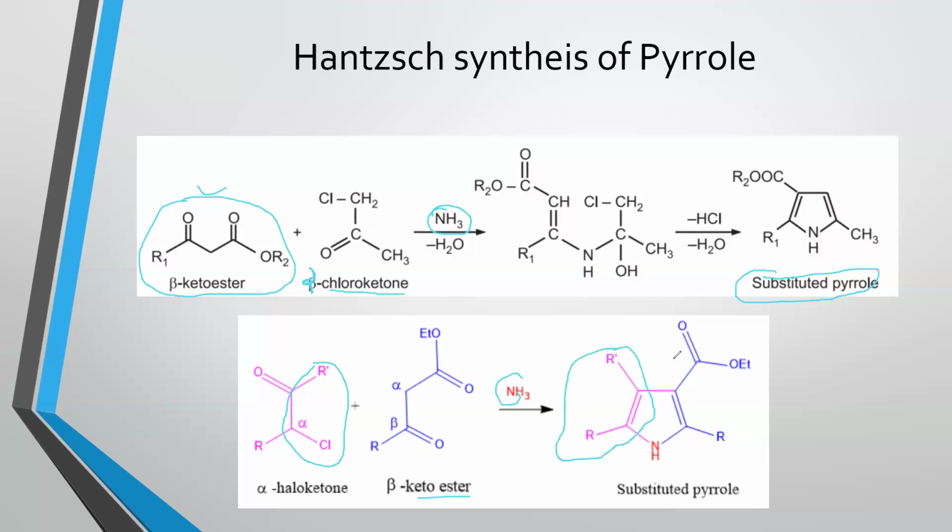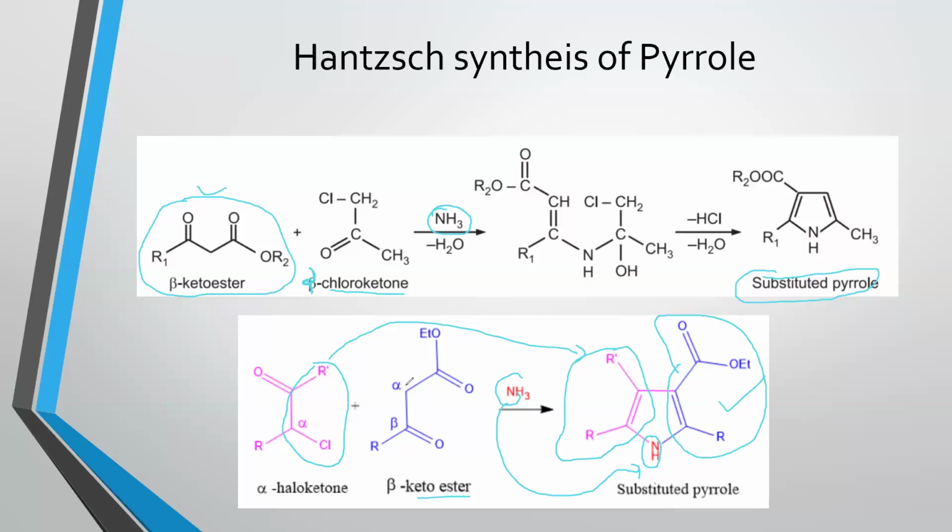and form a pyrrole. So see, this part is of the alpha chloroketone and this part is of the beta ketoester. Okay, and the nitrogen from the ammonia is attached in between, and it forms the pyrrole. So this is the Hantzsch synthesis of pyrrole. Beta ketoester will react with the alpha chloroketone or an alpha haloketone, and it will give me a substituted pyrrole in presence of ammonia.